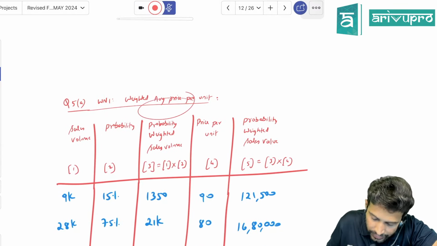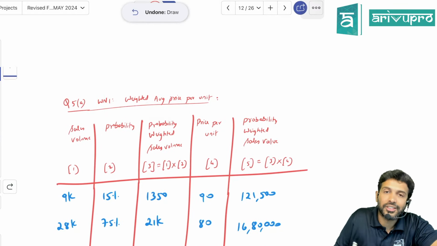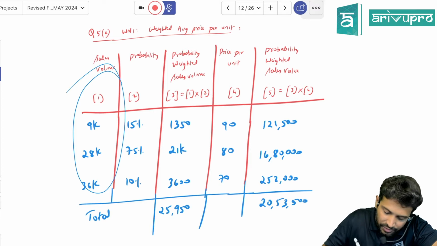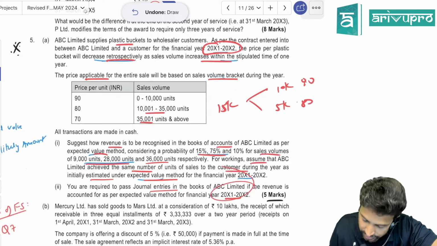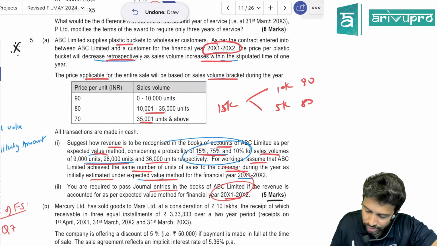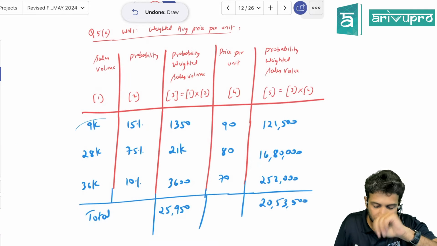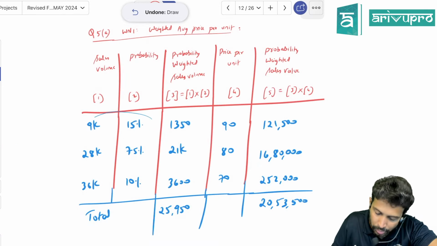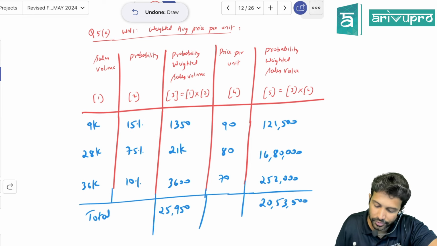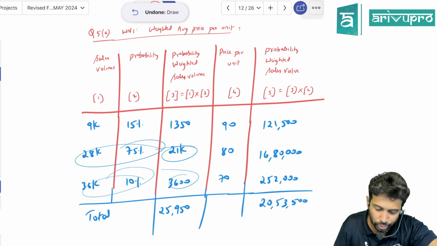So first we'll calculate the weighted average price per unit considering the probabilities. The sale units as given in the question are 9,000, 28,000 and 36,000, and the probabilities they've given are 15%, 75% and 10%. So take the selling units and multiply by the respective probability. These multiplications will give you 1350, 21,000 and 3,600.